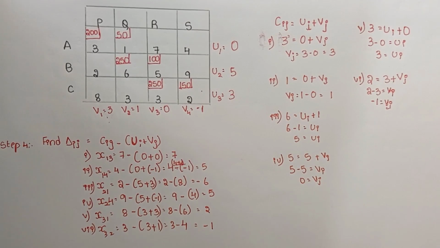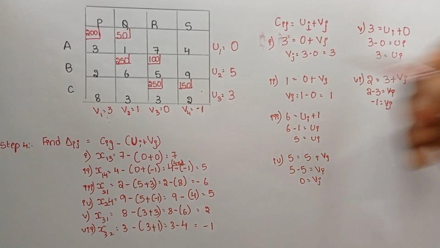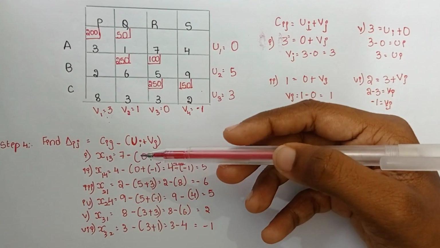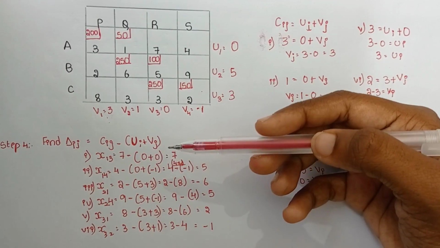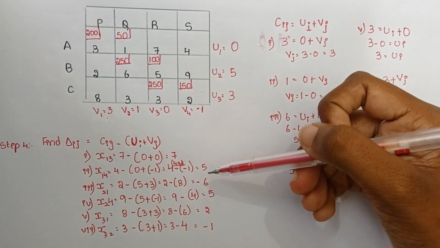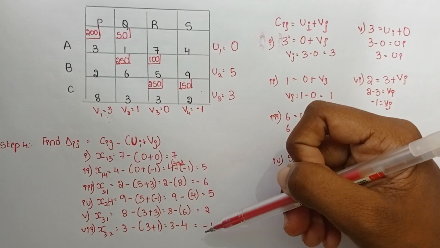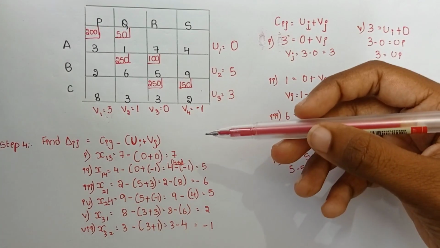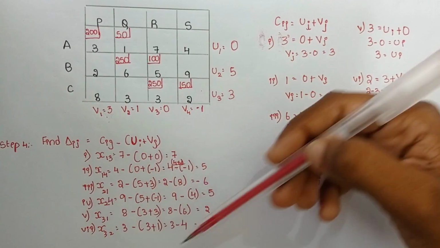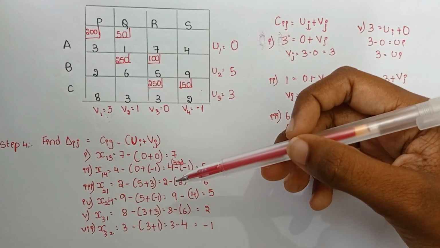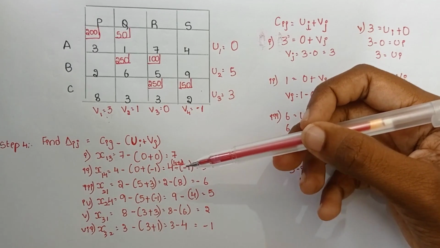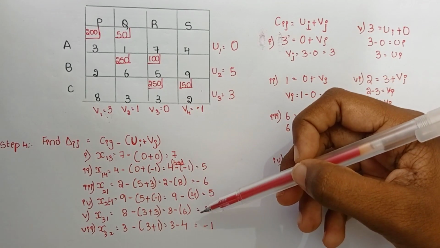So if the solution wants to be an optimum solution, all the delta ij values should be equal to 0 or greater than 0. But in this case, we have some negative values like minus 6 and minus 1. So there should be no negative value, but in this case, we have two negative values.